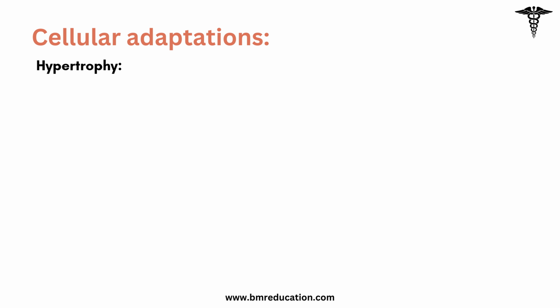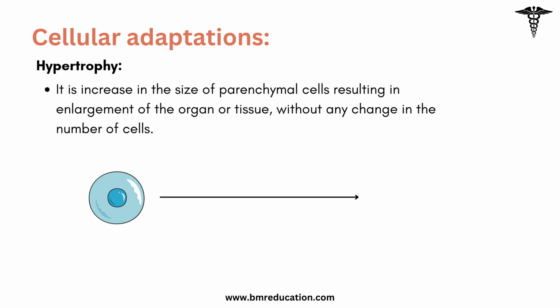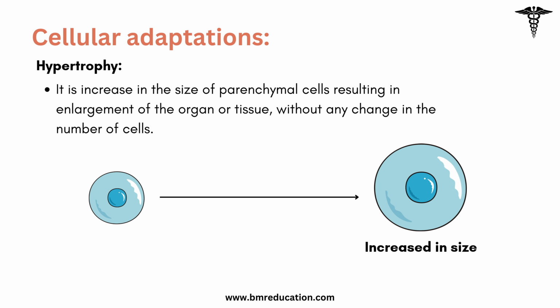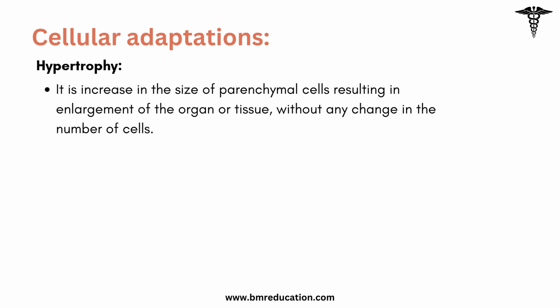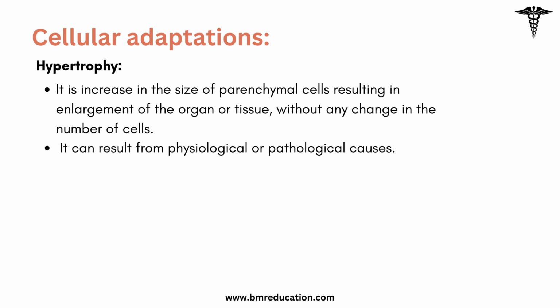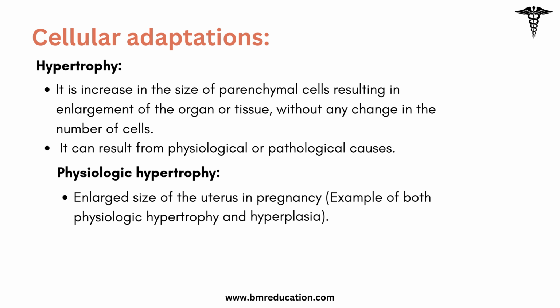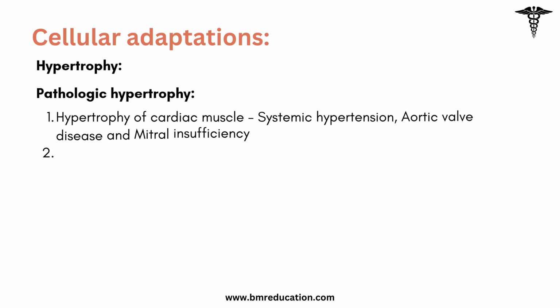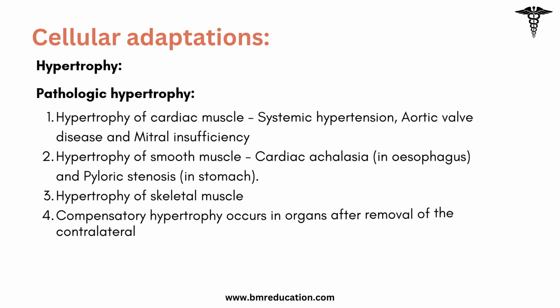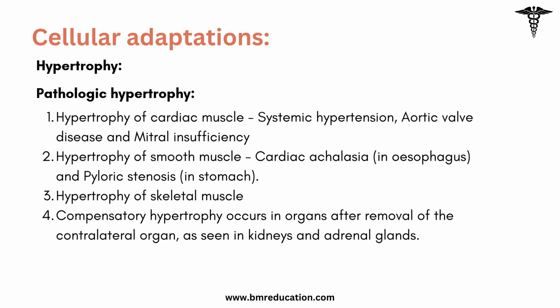Hypertrophy. It is increase in the size of parenchymal cells resulting in enlargement of the organ or tissue without any change in the number of cells. It can result from physiological or pathological causes. The enlarged size of the uterus in pregnancy is the best example of both physiologic hypertrophy and hyperplasia. Pathological hypertrophy includes hypertrophy of cardiac muscle, smooth muscle, skeletal muscle, and compensatory hypertrophy.